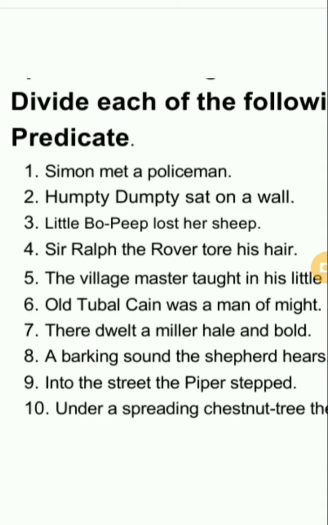Next, Little Bo Peep lost her sheep. Again, the verb is an action verb. If the verb is an action verb, then we have no problem finding the subject, because if we ask the verb the question, who is the doer of the action, then we can easily get the subject. So here, who lost her sheep? Little Bo Peep lost her sheep. So Little Bo Peep is the subject of the sentence, and the rest of the part, where we are giving information about the subject, is our predicate in the sentence.